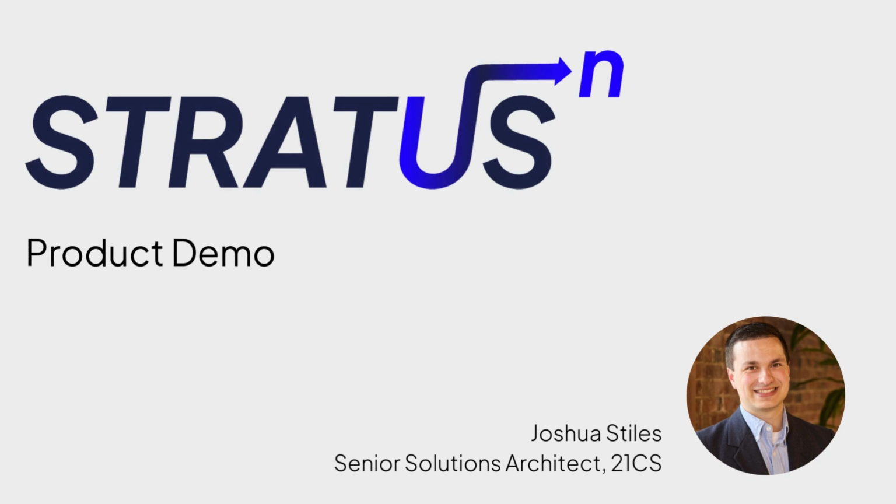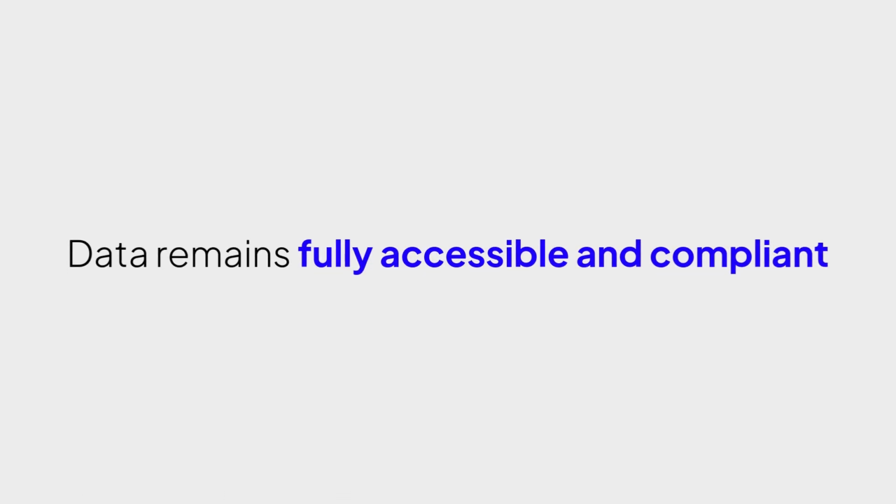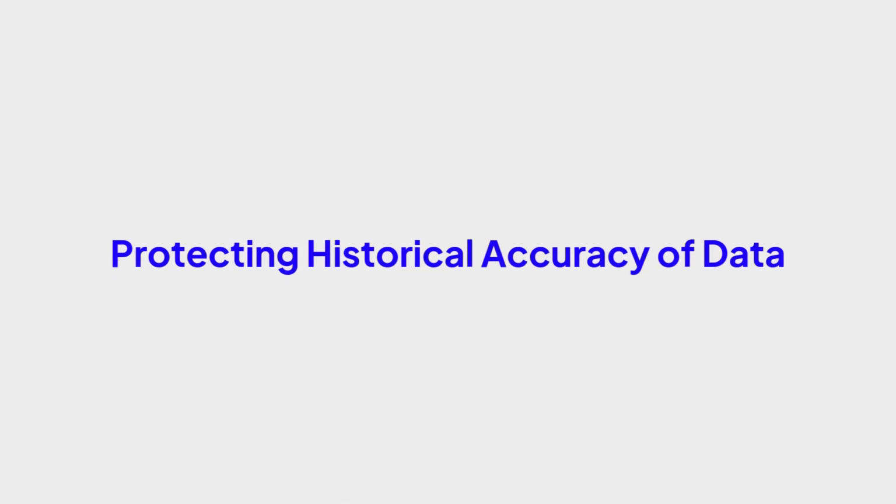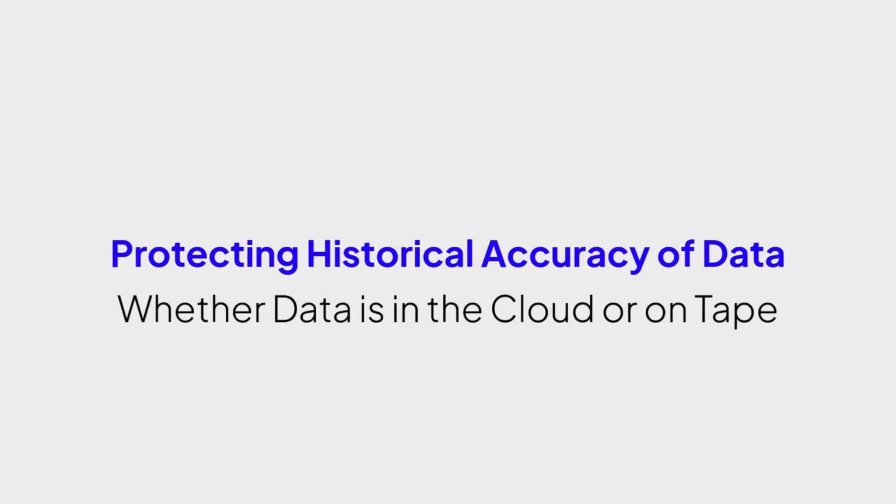And today I'm going to be walking you through a demo on how you can utilize Stratus to migrate ML2 data residing on tape quickly and securely to your cloud provider without compromising the data availability or integrity. Before I begin, it is important to note that as Stratus moves your archived data to cloud object storage, your data remains fully accessible and compliant, and the date last reference and migration date are unchanged, keeping the historical accuracy of the dataset intact. The integrity of the dataset remains accurate even in your cloud object storage environment.